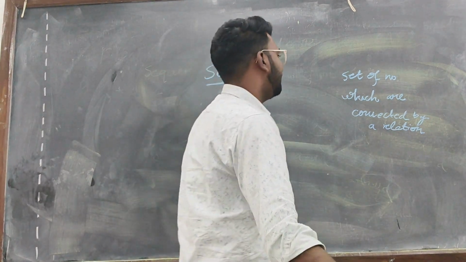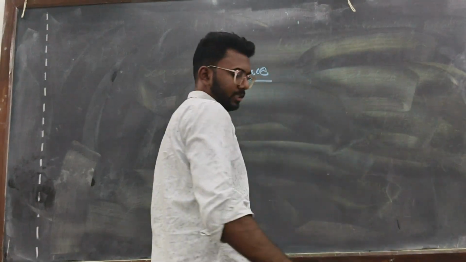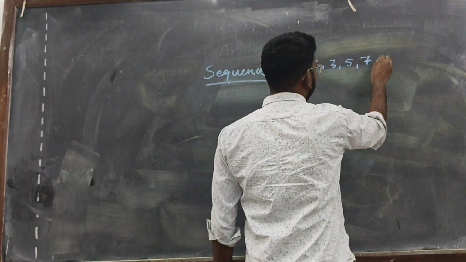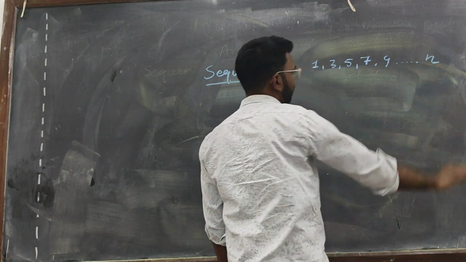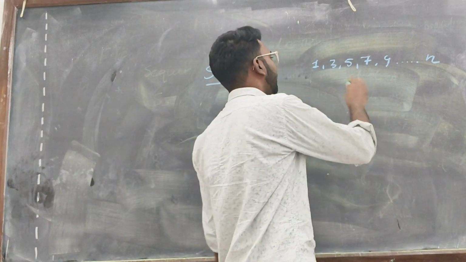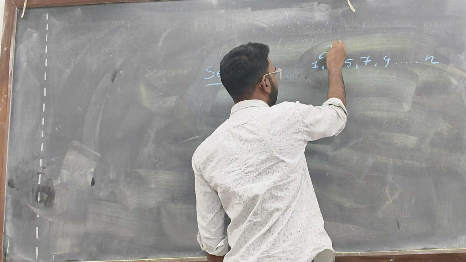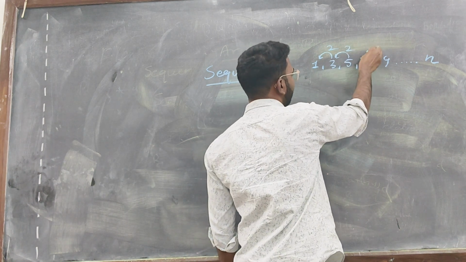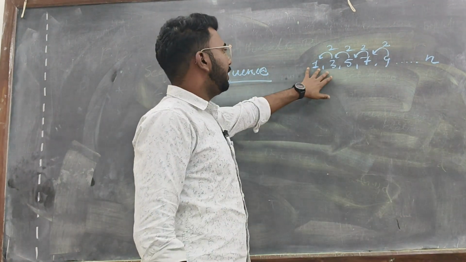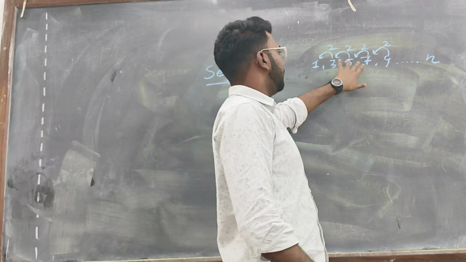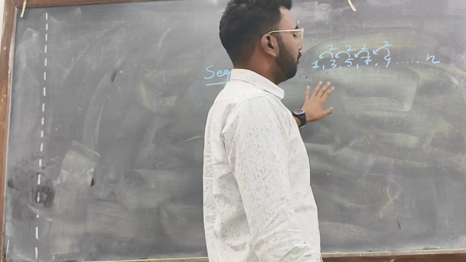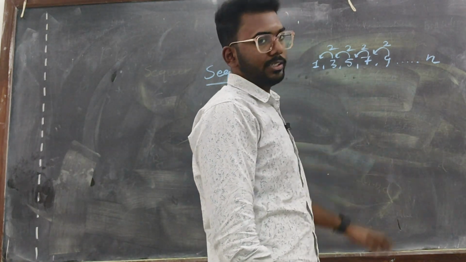So let's take some examples of sequence. 1, 3, 5, 7, 9 up to n number of terms. These numbers are connected: 3 minus 1 gives you 2, 5 minus 3 gives you 2, 7 minus 5 gives you 2, 9 minus 7 gives you 2. So the difference between the consecutive numbers is always 2. They are following a definite pattern. A sequence will always follow a definite pattern. So this is a sequence.